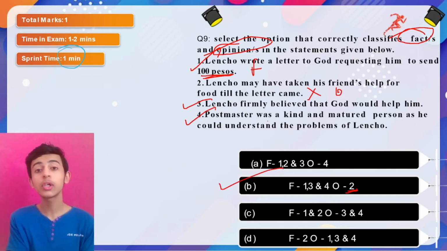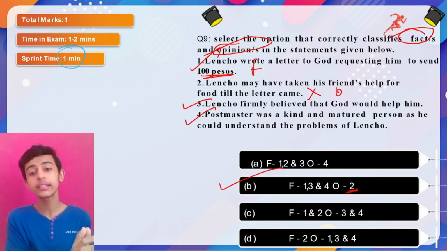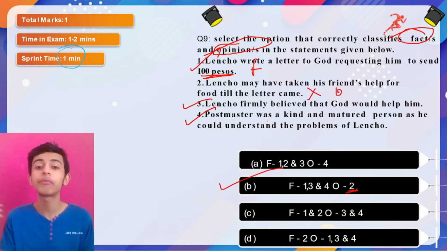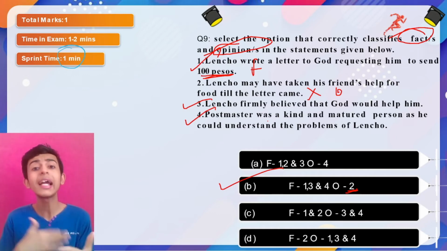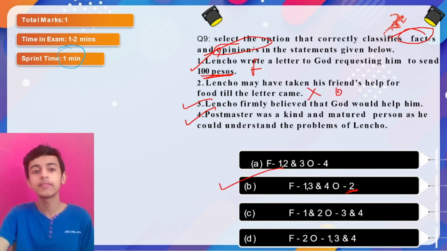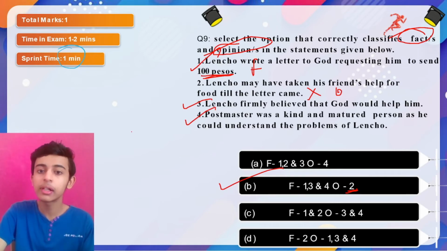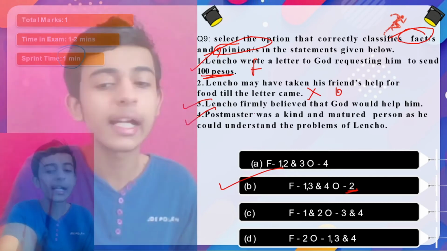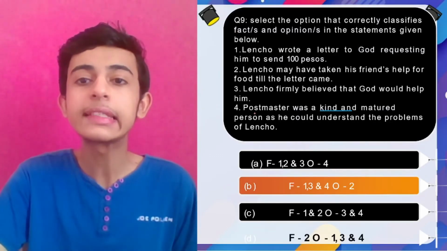Because this is not mentioned in the story that Lencho would have taken help from his friend. Okay, this is not mentioned. So this is an opinion. Somebody's trying to give his perspective that this might happen if he wouldn't have received the letter from God. And 1, 3, and 4 are facts because yes, Lencho wrote a letter to God, and Lencho also believed in God, and postmaster was a kind and humble man. So B is the correct answer.